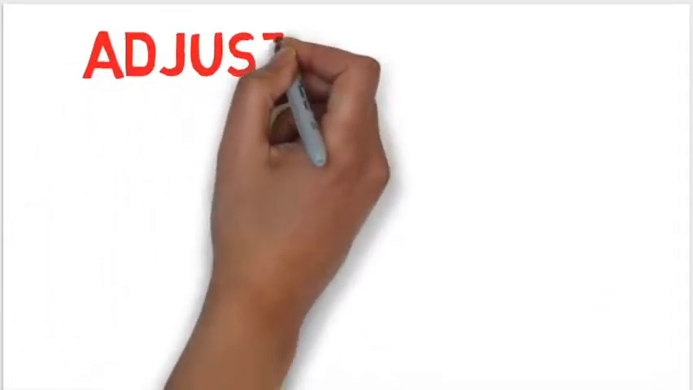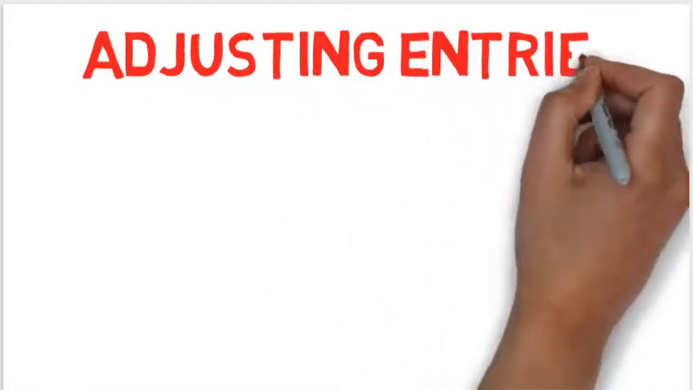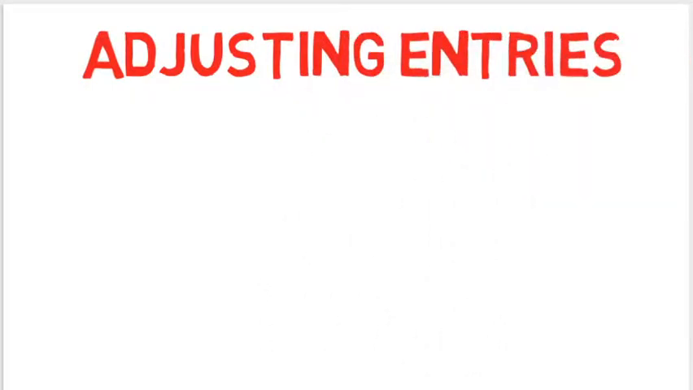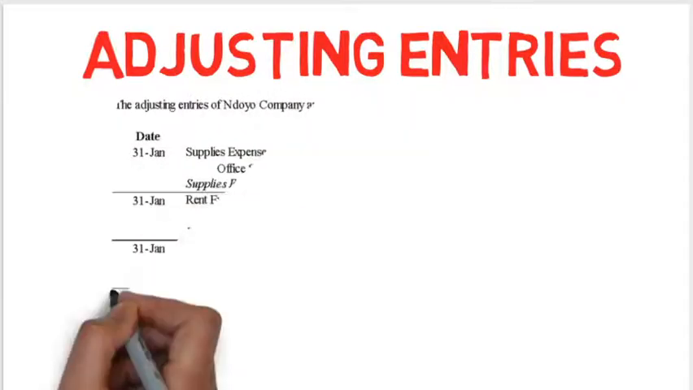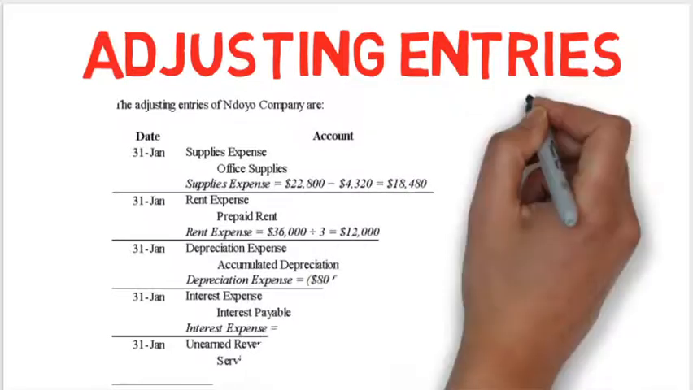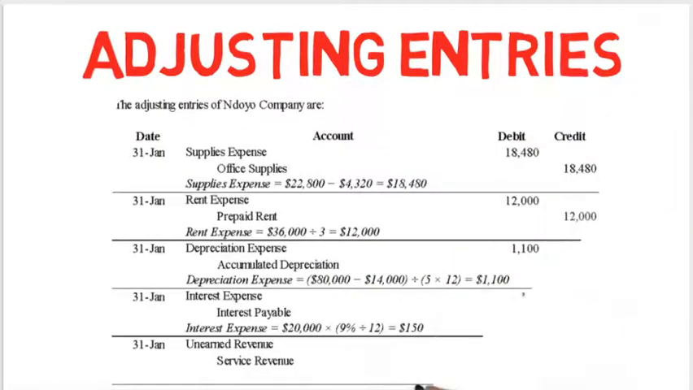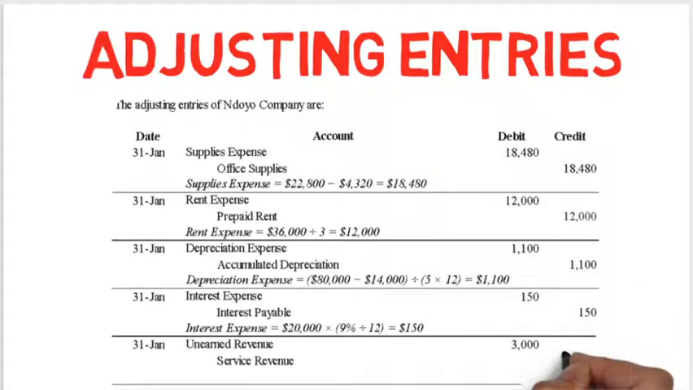Adjusting entries. Adjusting entries are journal entries recorded at the end of an accounting period to adjust income and expense accounts so that they comply with the accrual concept of accounting. Their main purpose is to match incomes and expenses to appropriate accounting periods. The transactions which are recorded using adjusting entries are not spontaneous but are spread over a period of time.